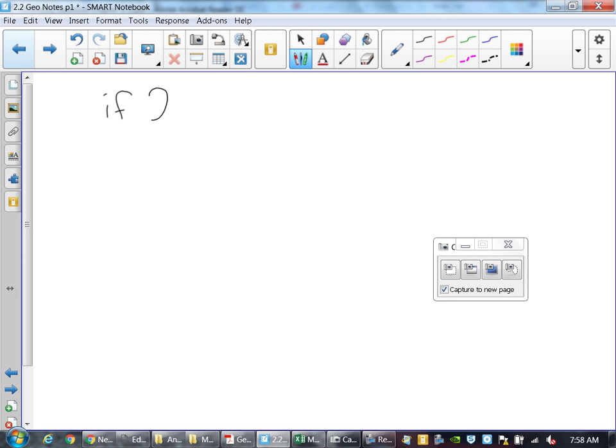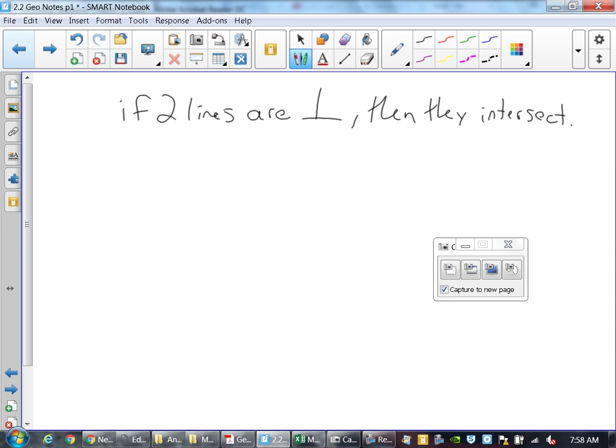If two lines, we did this yesterday, if two lines are perpendicular, then they intersect. Remember that from yesterday? I asked you guys to create an if-then statement out of that. So what I want to do today is go back over that and talk about the different ways that you can write that statement.